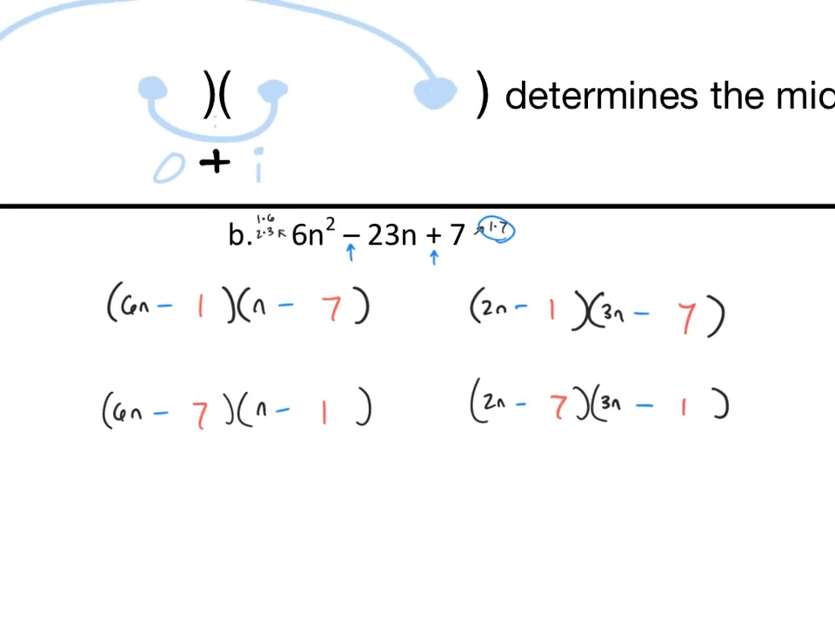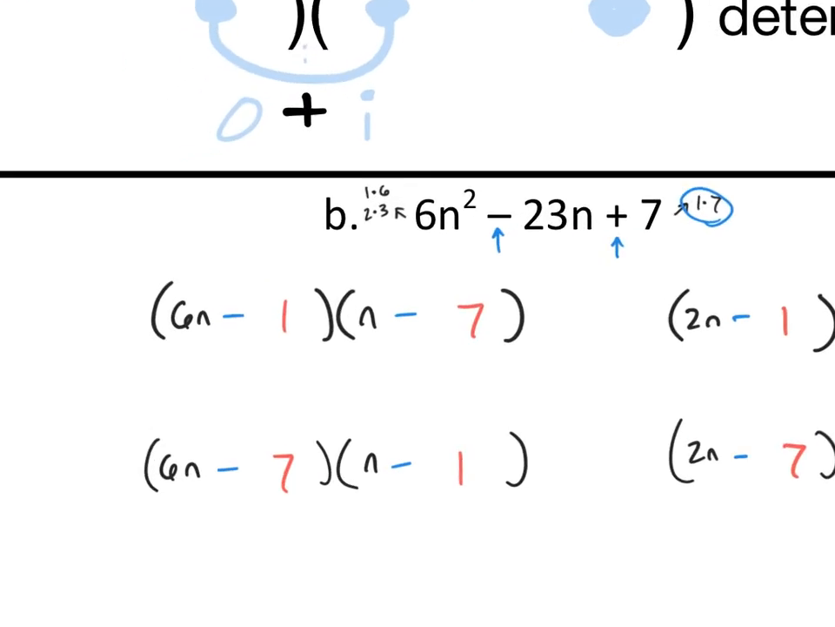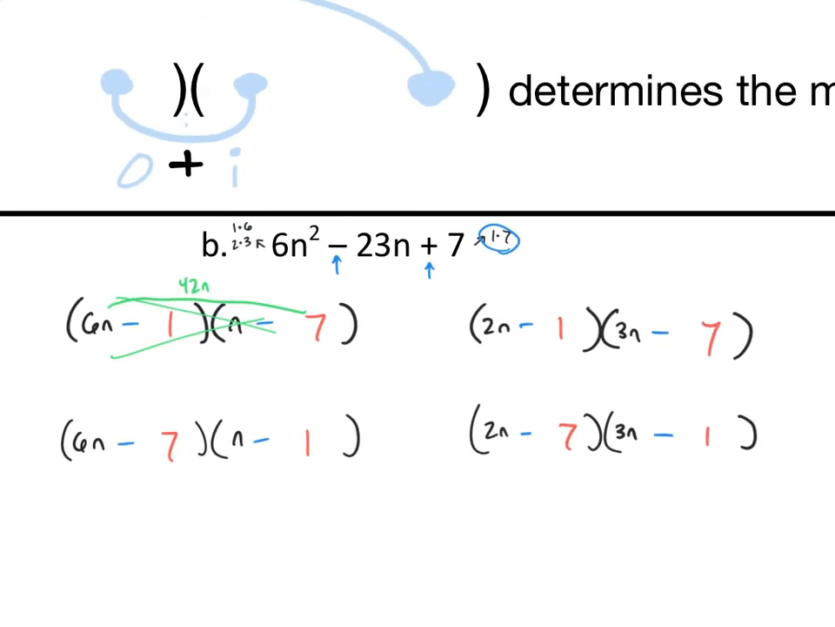This is the approach that you would take if you were super confused on this. You would just write out every single possible method that could occur and then check for the middle term with FOIL. And as you do more and more of these, you'll start to get a little bit better naturally the insight on which ones to start with. So for example, you might know not to check this one because 6n times 7 is already way too many n to get that negative 23. So it's not that one.